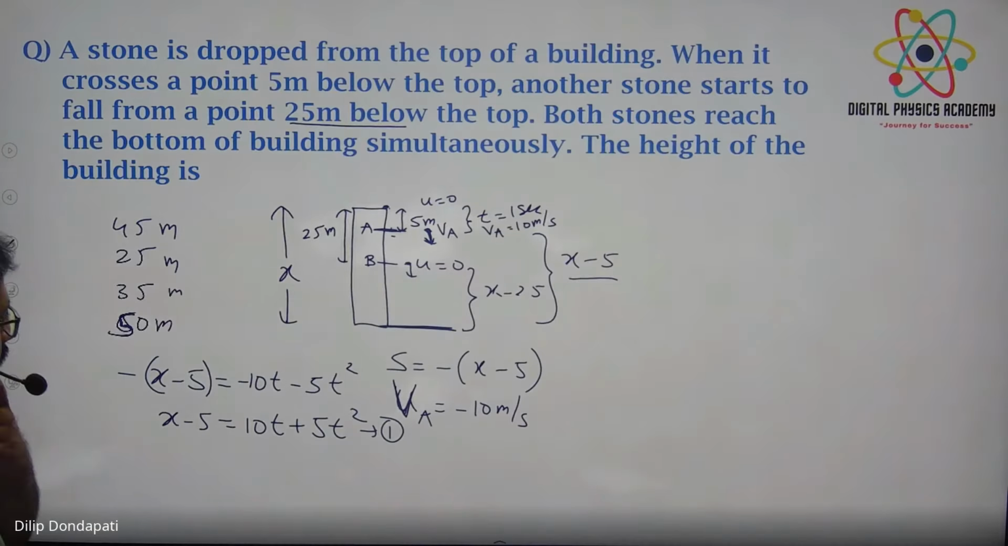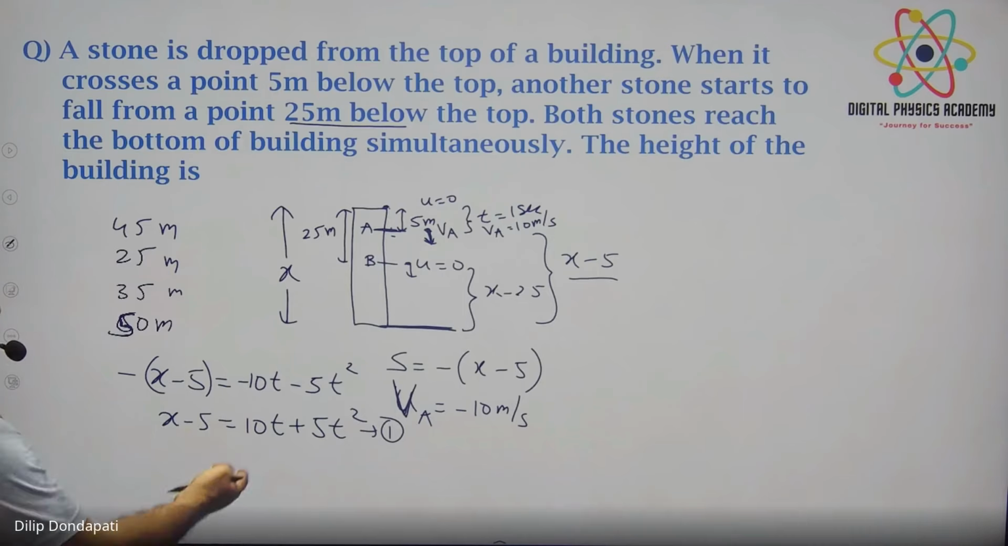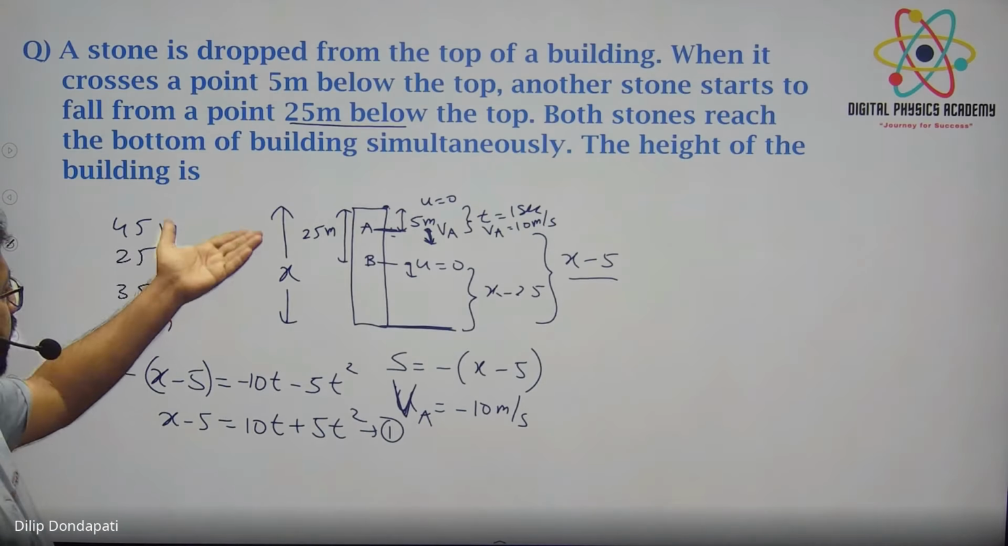Next, sir, can we just write that t as root of 2 into x minus 5 by g, 2 into x minus 5 by 10, and find the answer? 2 into x minus 5, root of 2 into x minus 5 by 10. Yes, why are you complicating it by putting that in? We want x, how will x come?